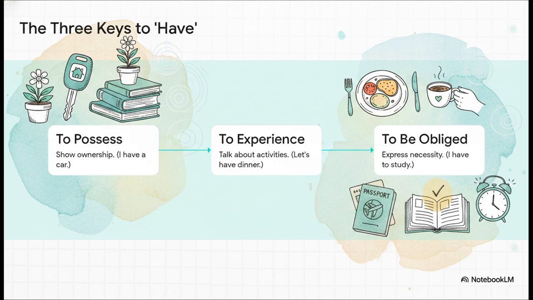So, let's wrap this all up with a quick recap. The 3 keys to mastering have are super simple. First, for possession, showing ownership, like I have a car. Second, for experience, talking about activities, like let's have dinner. And finally, for obligation, using have to for necessity, like I have to study. If you can just keep those 3 ideas in your head, you'll be golden.